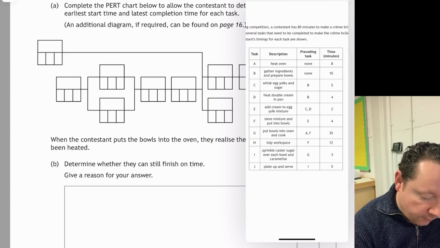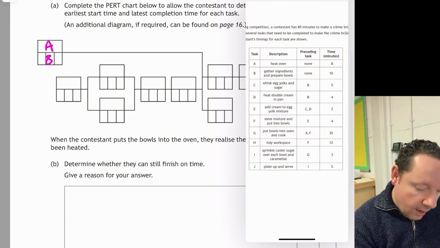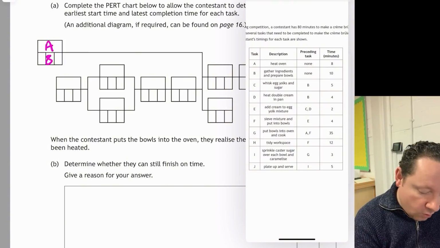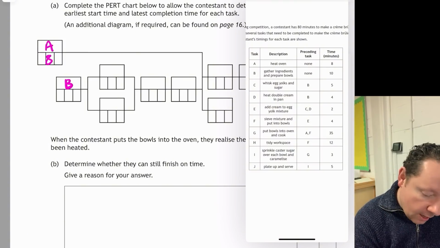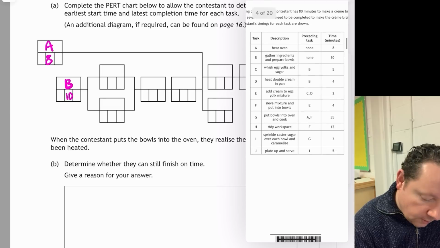First thing we need to do is heat the oven. That's A. So let's write down A, maybe in here, and that takes 8 minutes. And then at the same time as that's happening, we need to gather ingredients and prepare the bowls. That's B. And that takes 10 minutes. Okay, so we've done these. I'll just make a little note for myself. Now we need to move down.